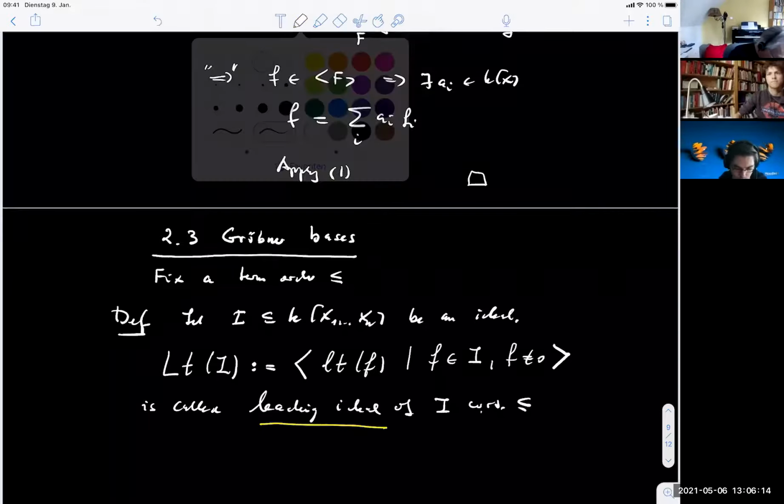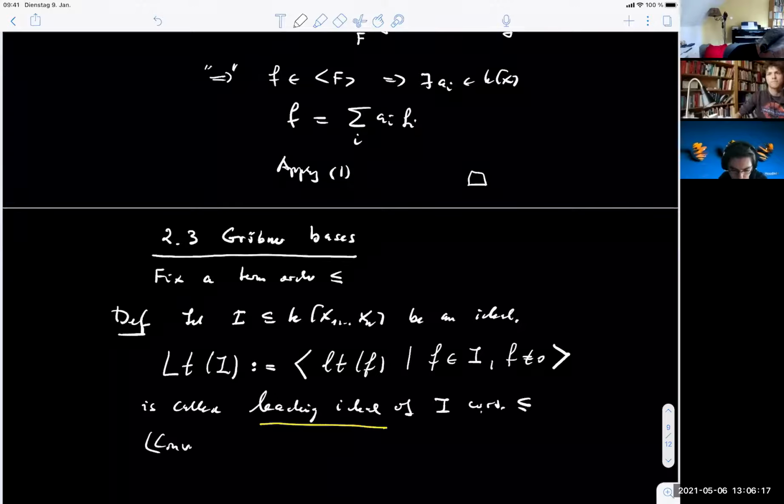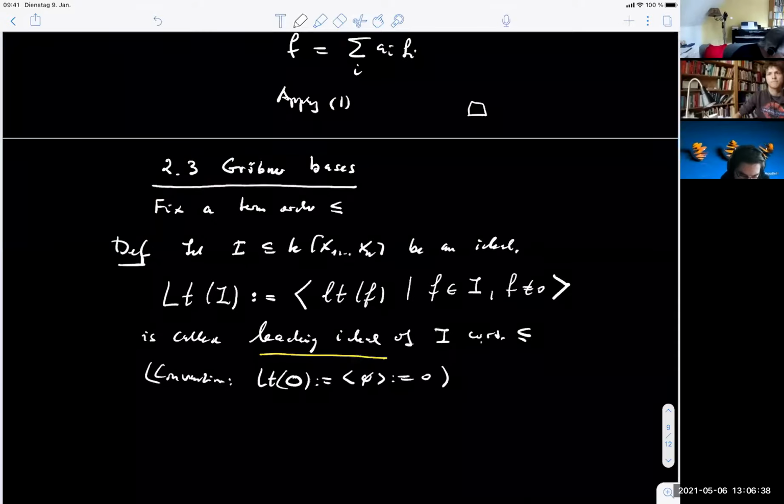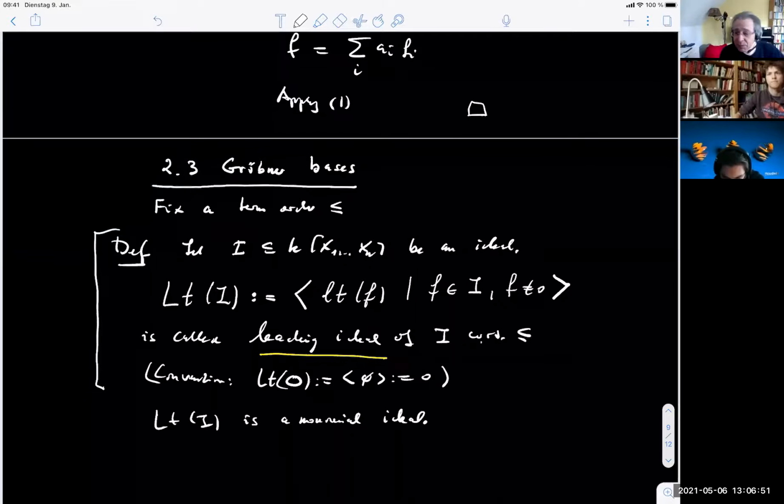Okay, just for the pedantic convention: if you have the zero ideal, what should it be? Then I define it to be the ideal generated by the empty set, and this is by definition just zero. So we don't have to exclude this case. So this leading ideal is a monomial ideal by definition. And we will see that it contains a lot of the information about the ideal.